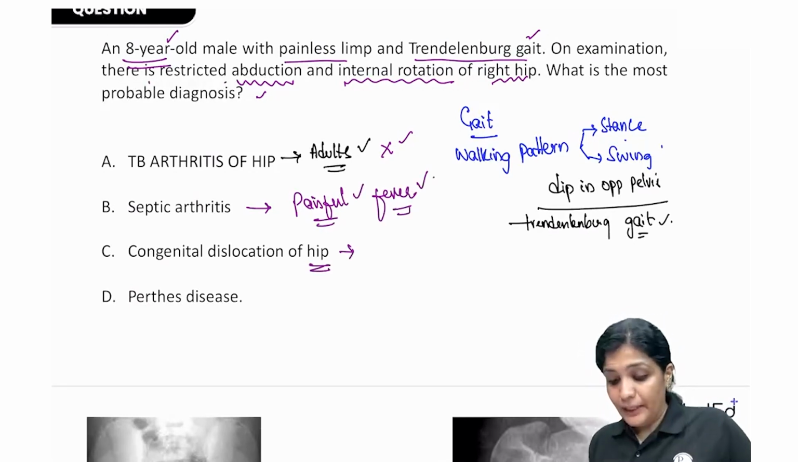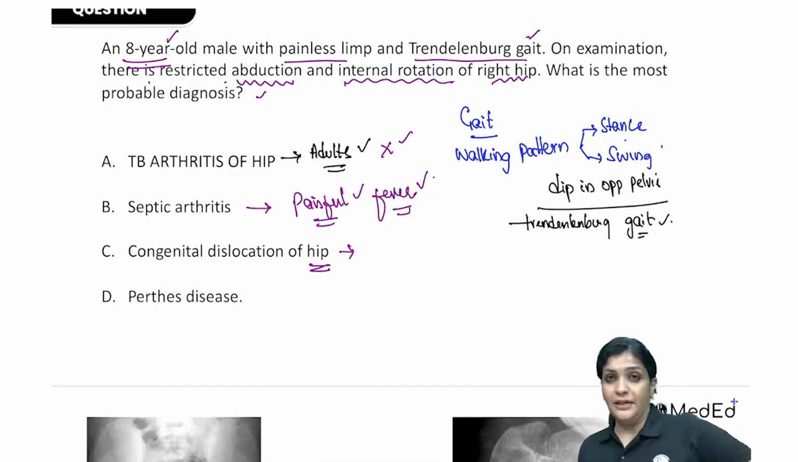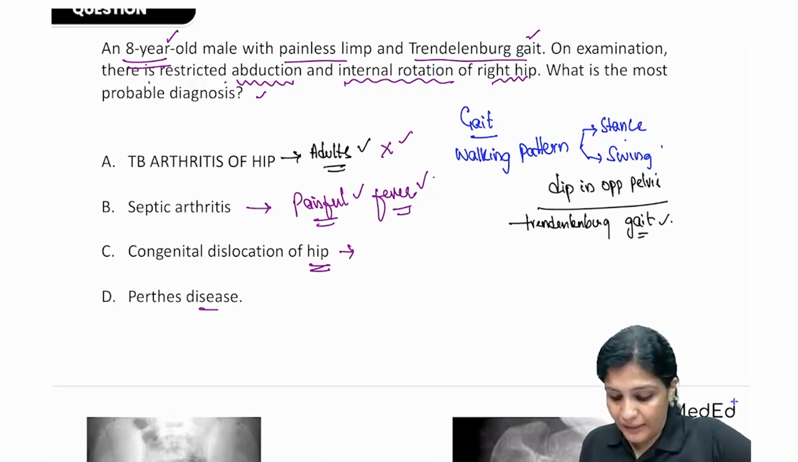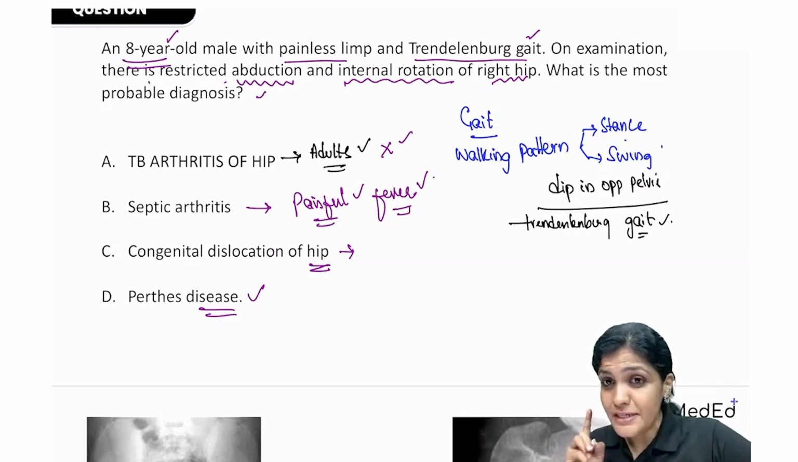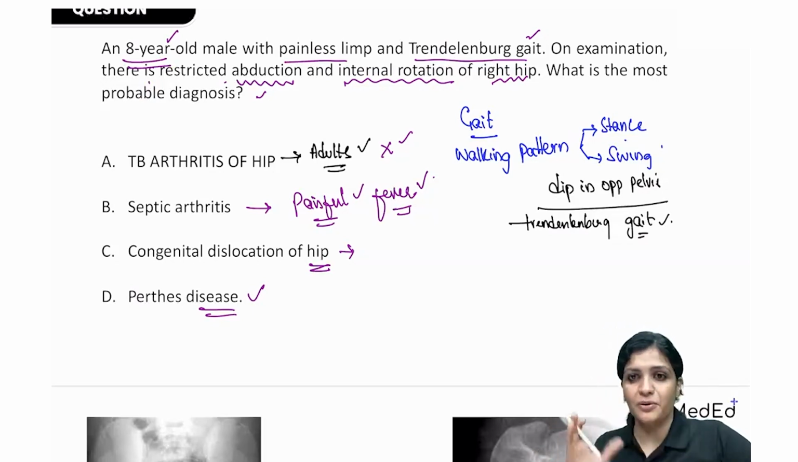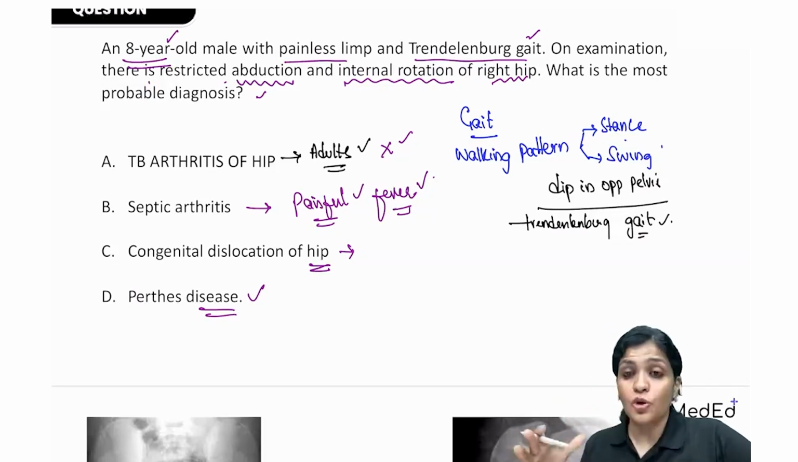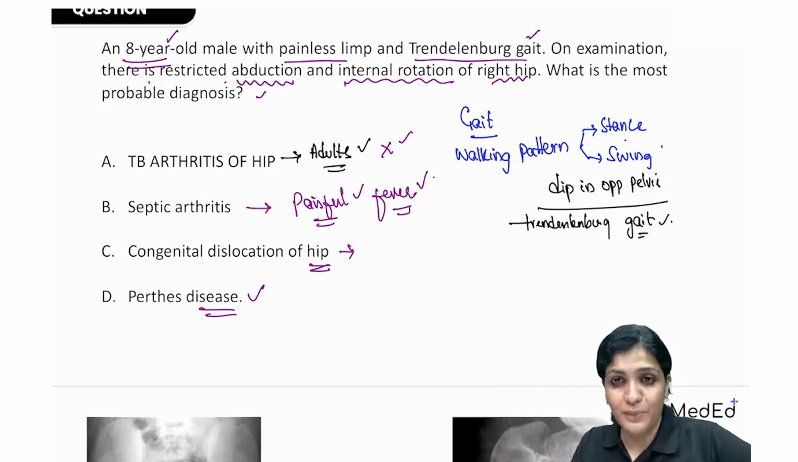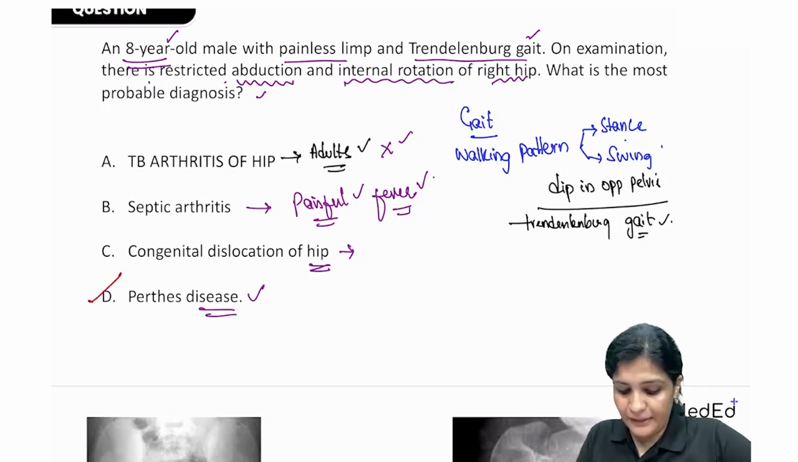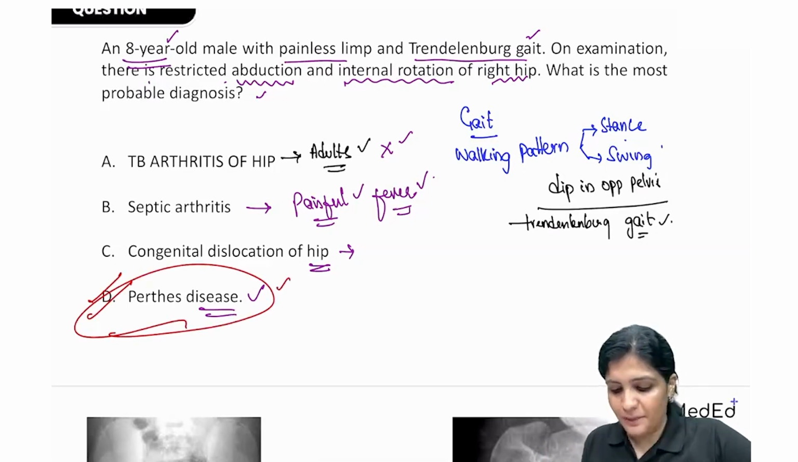Congenital dislocation of the hip, again, could be one of the possibilities, right? And then you find this Perthes disease. Usually in congenital dislocation, the restricted abduction and internal rotation of the hip is usually not seen because the head is completely absent. So you will find there are exaggerated movements in that particular hip. Now what they are telling us, there is a restricted abduction and internal rotation, and it perfectly fits the Perthes disease, right? So what is Perthes disease?